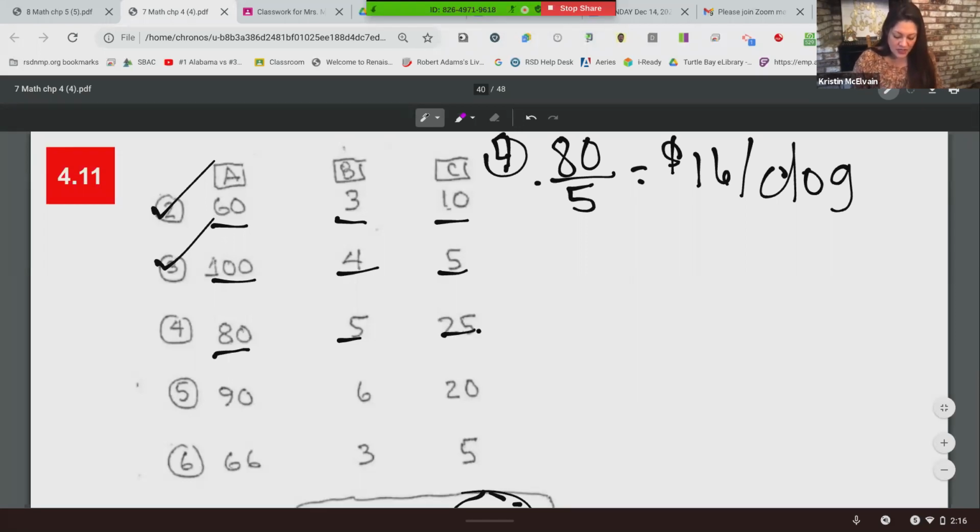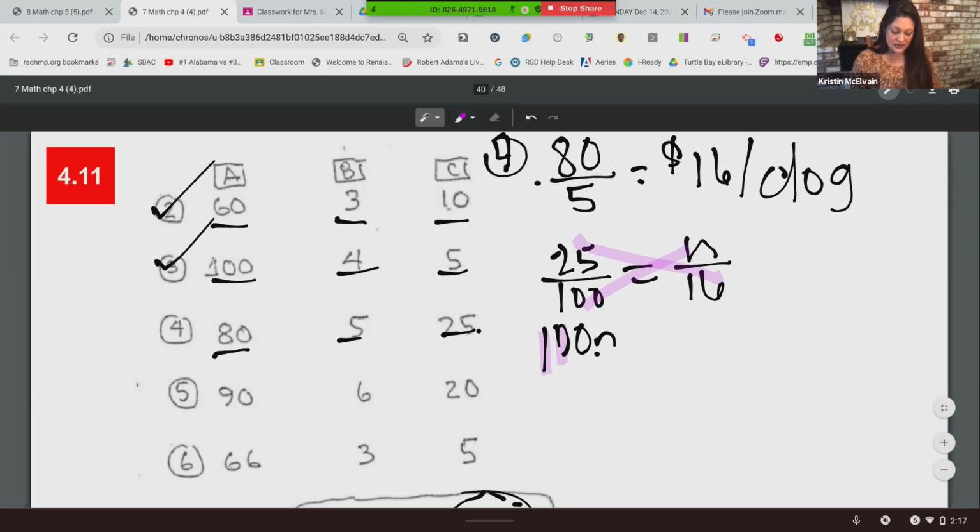So 25% is 25 out of 100. This little stylus doesn't like to make my 2s, I guess. So we would know how much is that out of 16. Okay, cross multiply gives us 100 n, and 25 times 16. Okay, so 25 times 16 is 400. So 100 n equals 400.